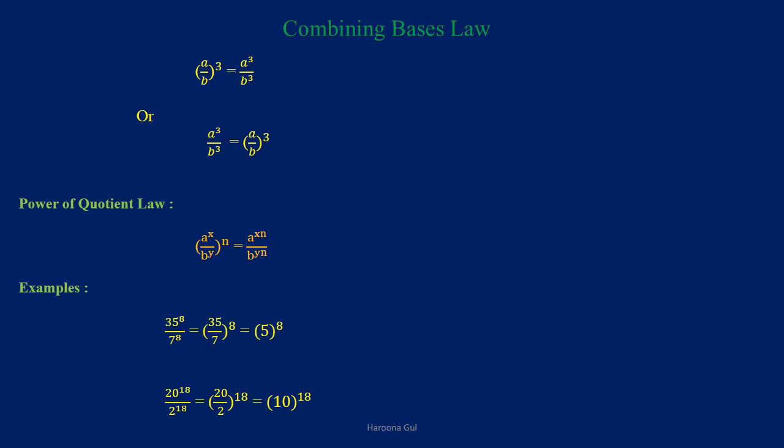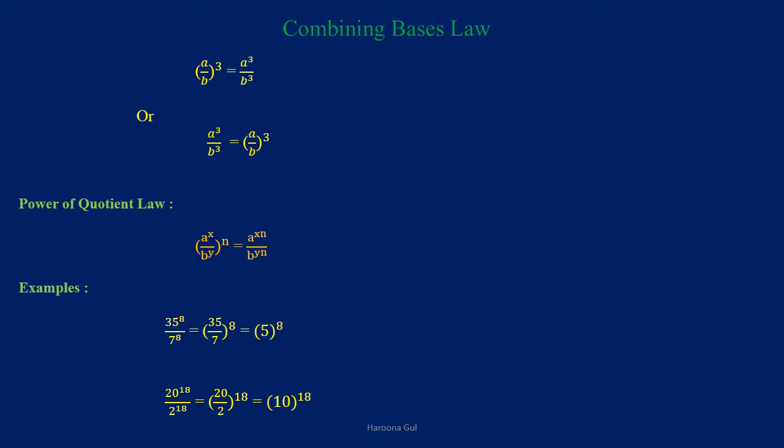The power of a quotient law, with reference to the combining bases law, says that a raised to the power x over b raised to the power y, the whole raised to the power n is equal to a raised to the power xn over b raised to the power yn. Now, the expression a over b the whole cubed can be rewritten as a cubed over b cubed, right? And this can be explained by a few examples.